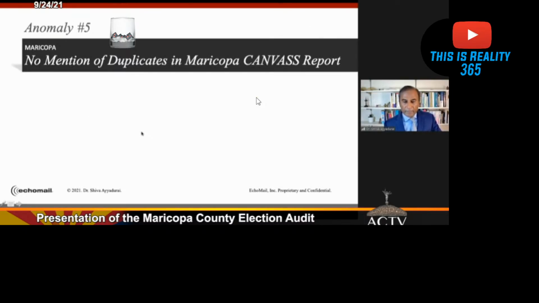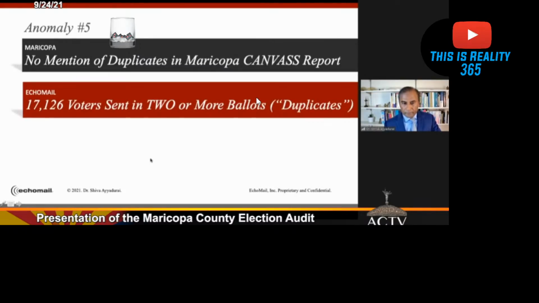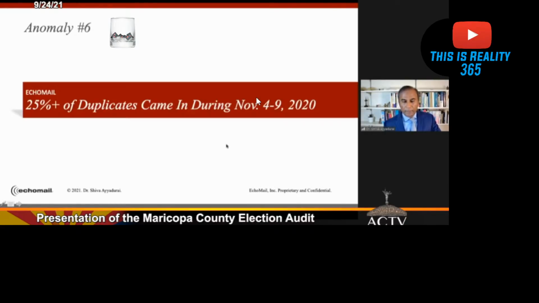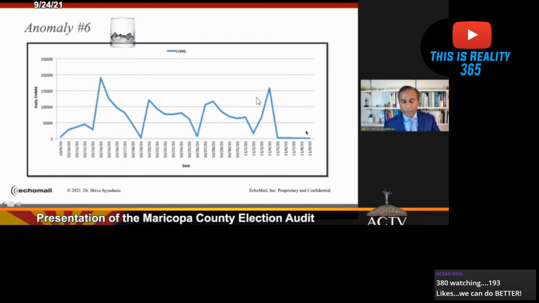Anomaly number 5 is there's no mention of duplicates in the Maricopa canvass report. Again, if you look here, here's a canvass report. There's no mention of duplicates here. In our case, we found 17,126 voters sent in 2 or more ballots as duplicates, as you've seen before. Anomaly 6 is 25% plus or more of the duplicates came in during November 4th to the 9th, essentially on election day and after.